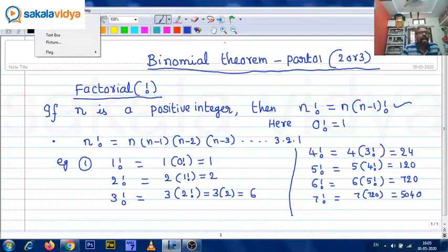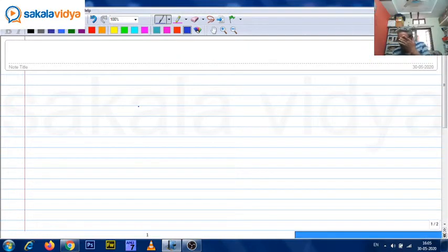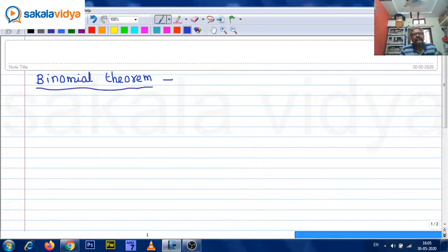This is the factorial definition. Next, binomial theorem. Before going to discuss it, first let us discuss nPr. What is nPr? This is the number of permutations. The number of permutations means n factorial upon (n minus r) factorial. This is nPr. Now the second is nCr.